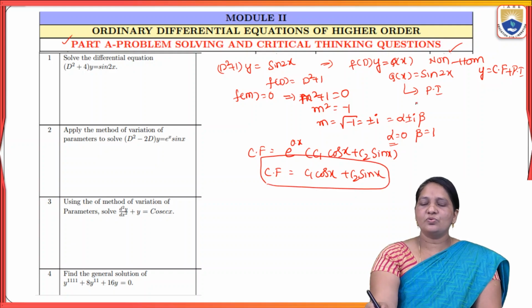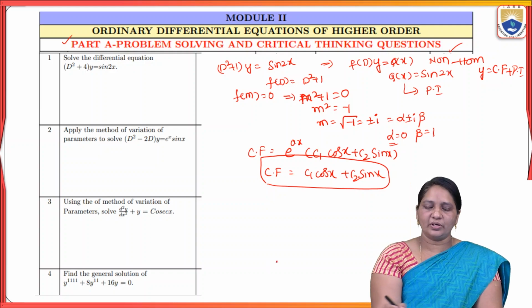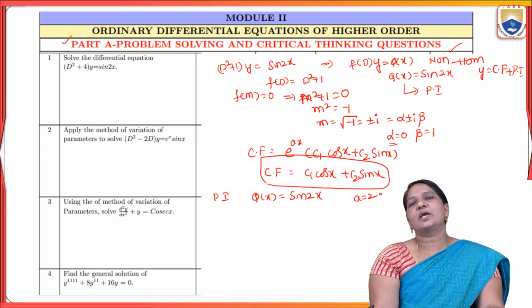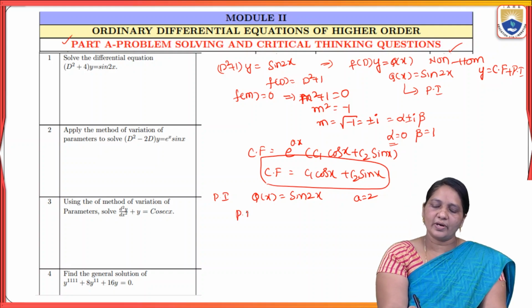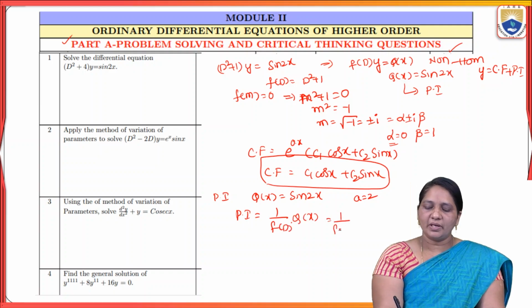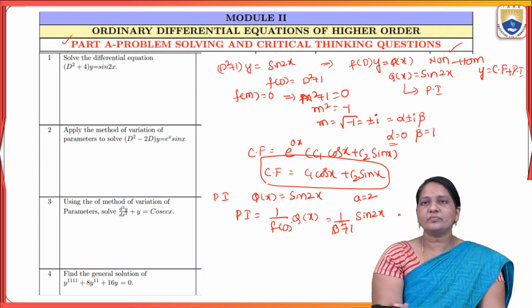After that, by using Q(x), we are going to calculate the particular integral. Here the Q(x) value is sin 2x, so the a value is 2. If you have sin ax, what is the particular integral we are going to find? That is 1 by f(D) into Q(x). Here f(D) is D squared plus 1, and Q(x) is sin 2x.